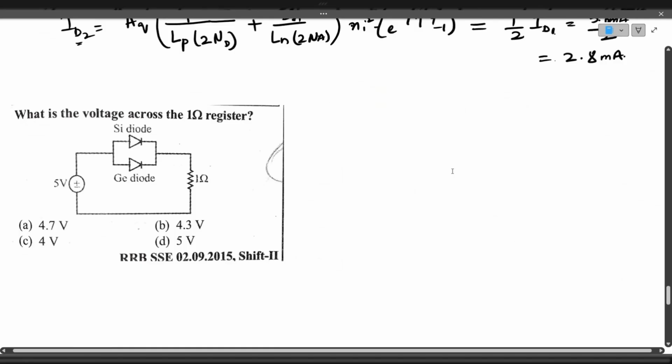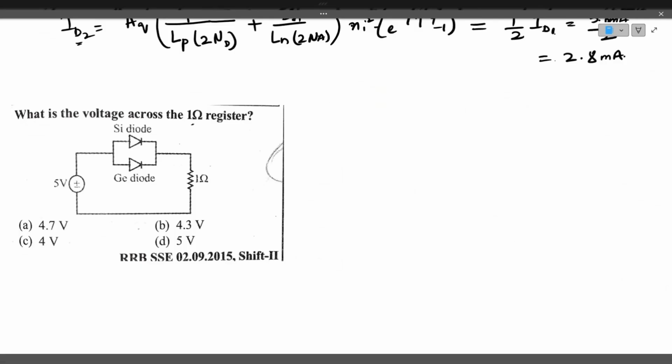We'll see the next question. What is the voltage across the 1 ohm resistor? See, whenever a silicon diode and a germanium diode are connected in parallel, the germanium diode conducts first because the germanium diode has a low voltage drop across it, that is 0.3 volts. So the germanium diode conducts and the silicon diode remains open.